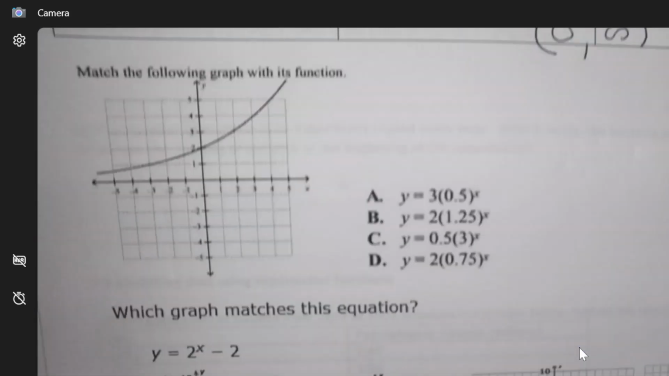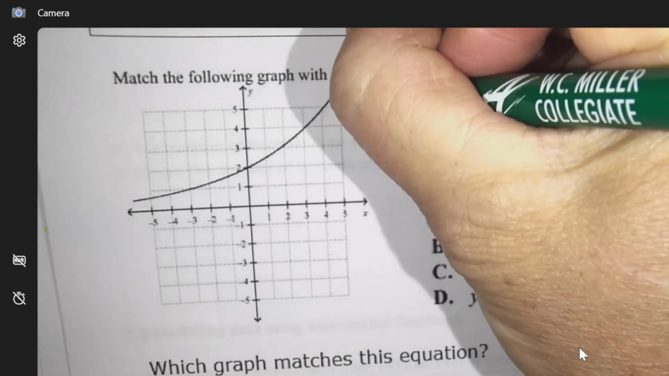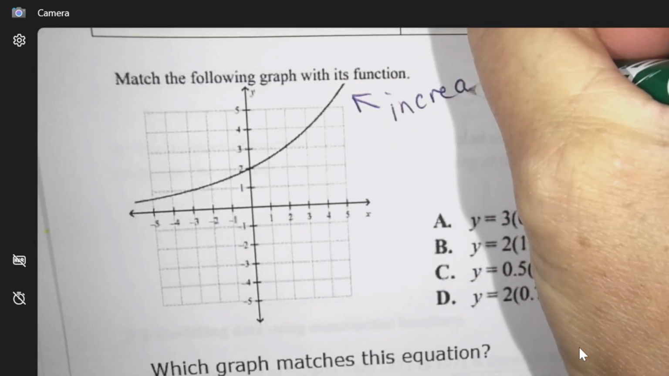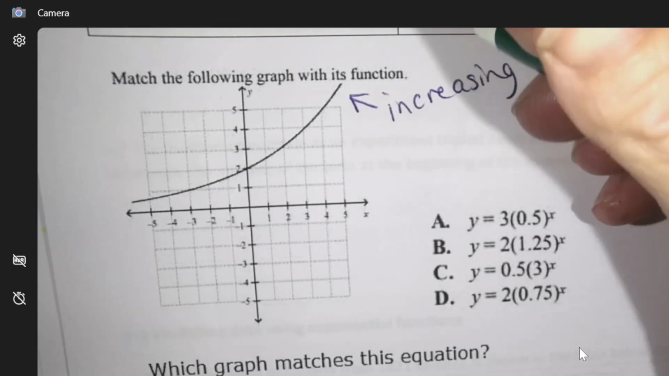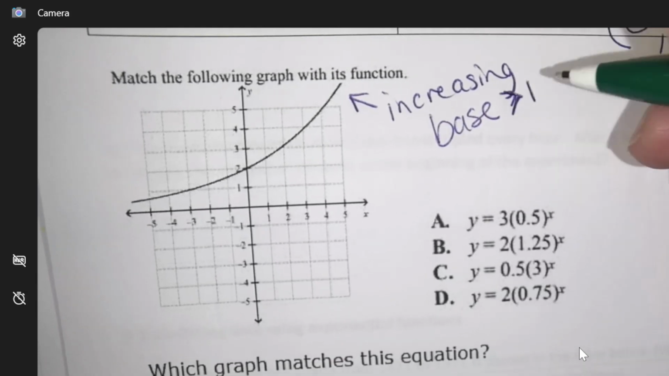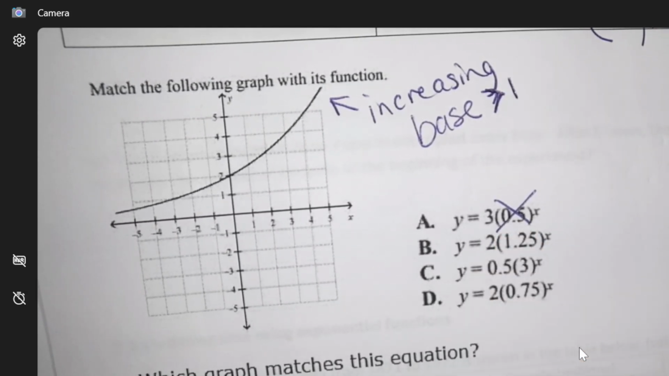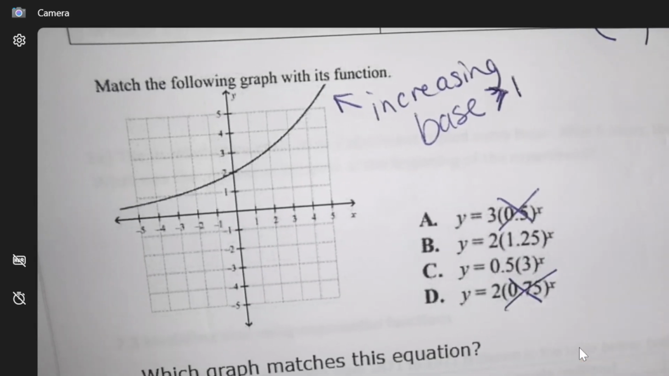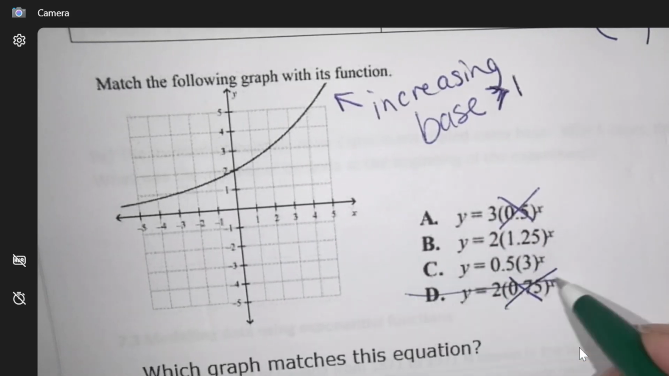Okay, so match this. So what do I know? It's increasing. So what does that tell me, first of all, about this equation? Base is bigger than 1. So it can't be A, because that base is a half. And it can't be D. Do you see why I eliminated them? This has a base of a half, and this has a base of 3/4.